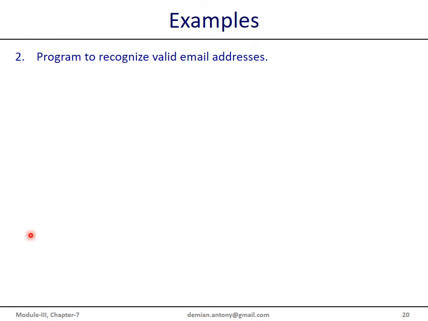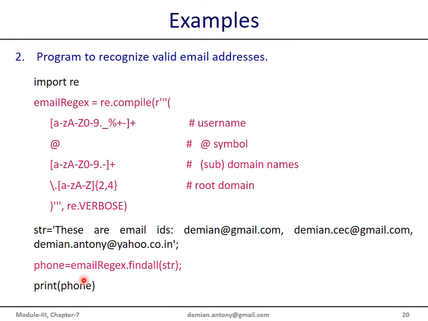Now let us take up the second program to recognize valid email addresses. The addresses with the email ID containing dots in between digits and letters, and even domain names with subdomains. And we know that the @ symbol is found in the email address. First let us write the regular expression to recognize such email address patterns. Here is the regular expression.